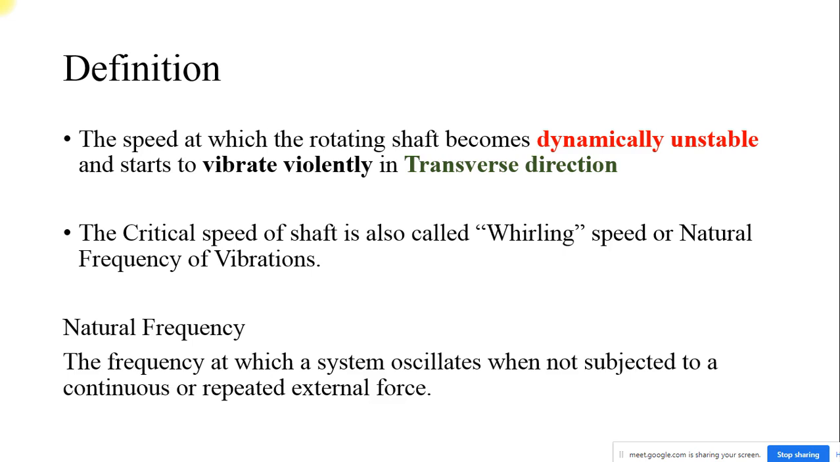So this is a definition for a critical speed of the shaft. It is one of the important definitions. I hope this is two lines. If possible, you can write it down. The speed at which the rotating shaft becomes dynamically unstable and starts to vibrate violently in transverse direction. So this is the definition for a critical speed of the shaft.